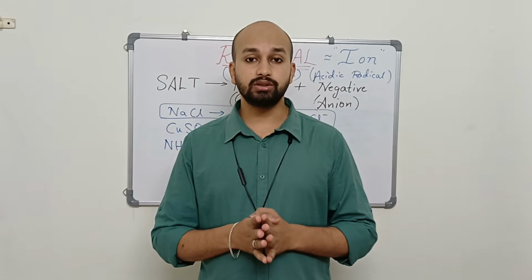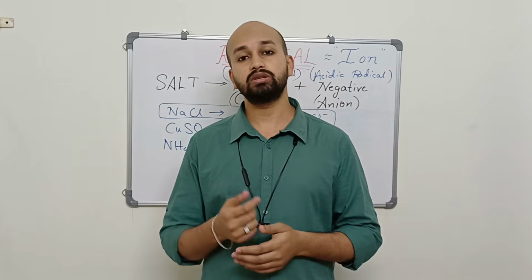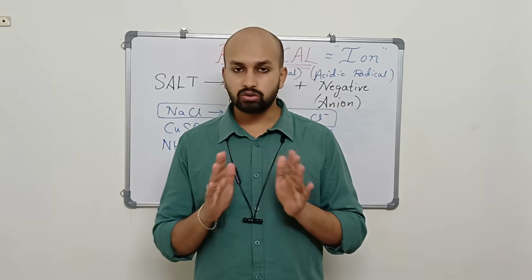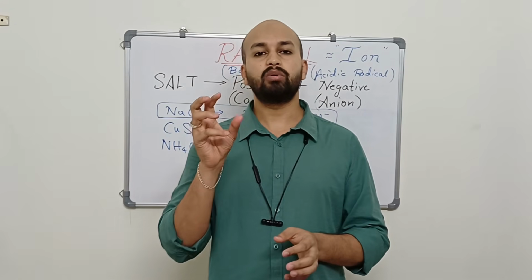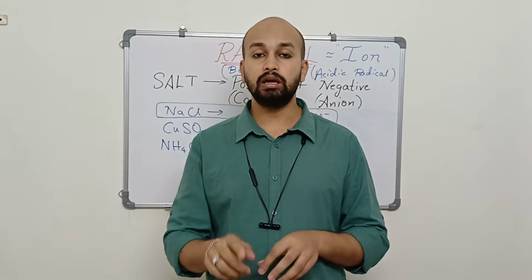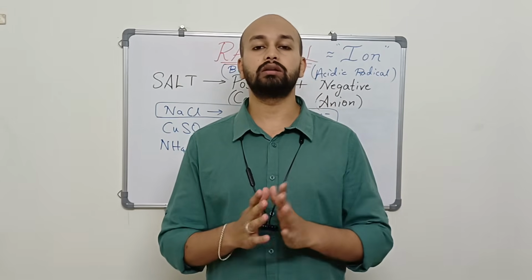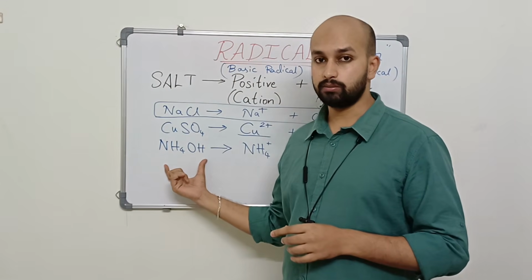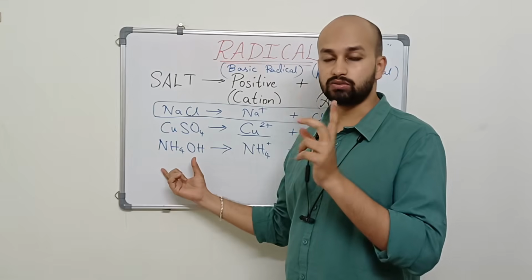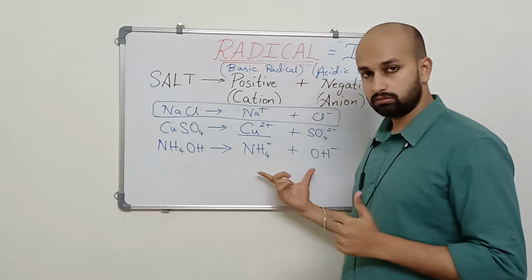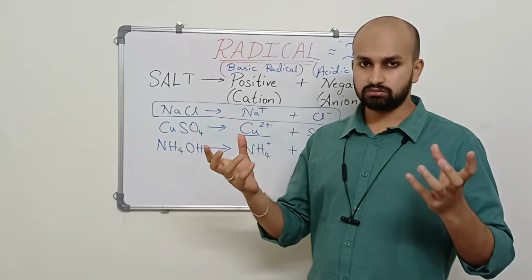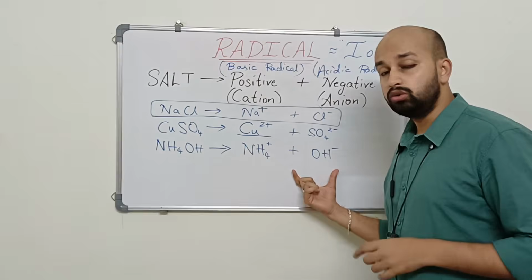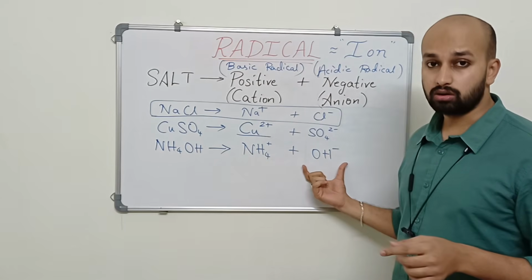So whenever your teacher tells you to identify which one is a basic radical or an acidic radical in a particular given salt, no need to worry, it's very simple. The positive part is the basic radical and the negative part is the acidic radical. So you need to first know how to split a salt. Obviously salts are made up of 2 parts, one is positive and the negative. When you split it, when you dissociate it, when you ionize it, mostly dissociation, you're going to get two parts. One is the cation and the anion. You need to know which one is cation, which one is anion.